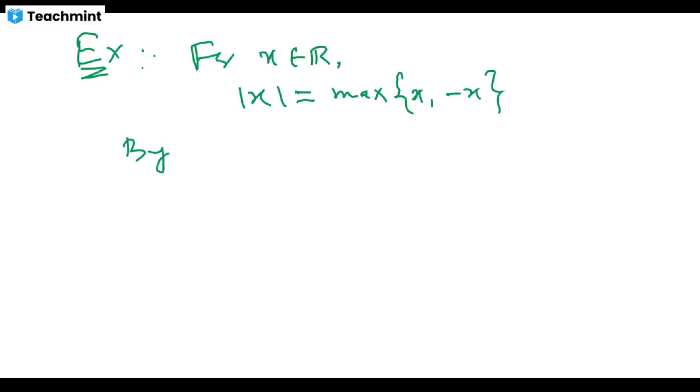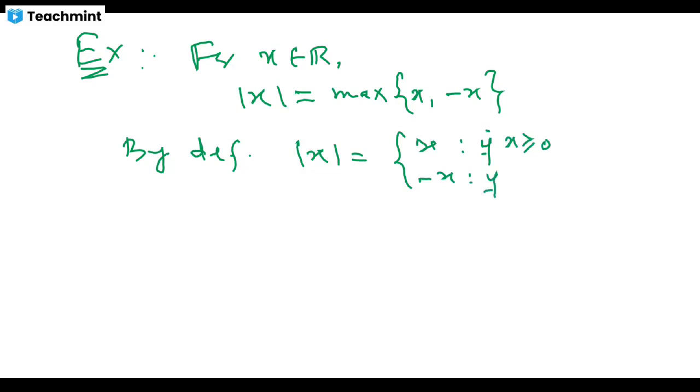What is the definition of mod of x? Mod of x is equal to x if x is non-negative, and it is minus of x if x is less than 0. So now look at this. You have two possibilities, and let us take a real number.